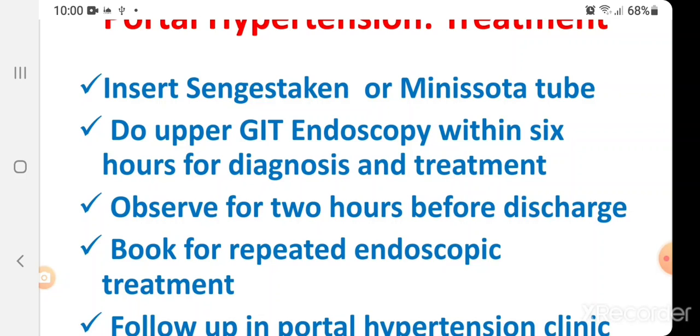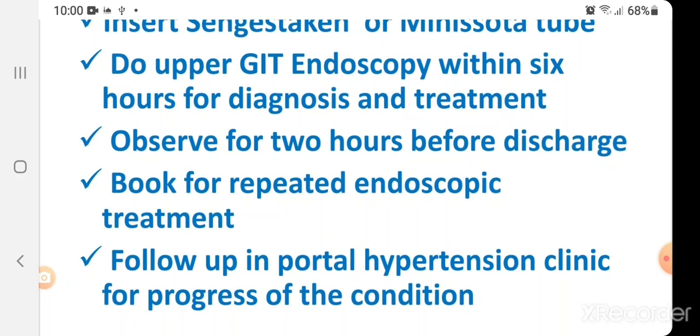Do upper GIT endoscopy within 6 hours, for diagnosis and treatment, so that you will diagnose the case and make appropriate treatment for it by endoscopy. Then when you treat the patient with endoscopy, the bleeding is stopped. Then you don't discharge the patient directly.